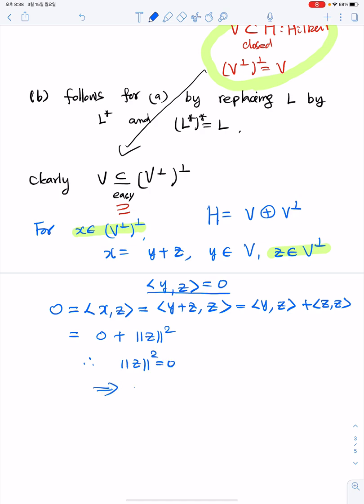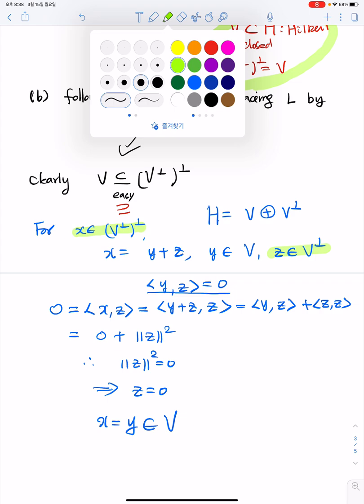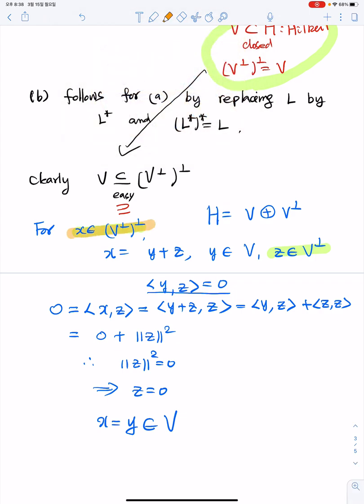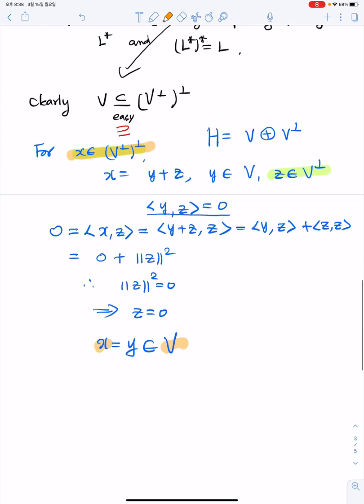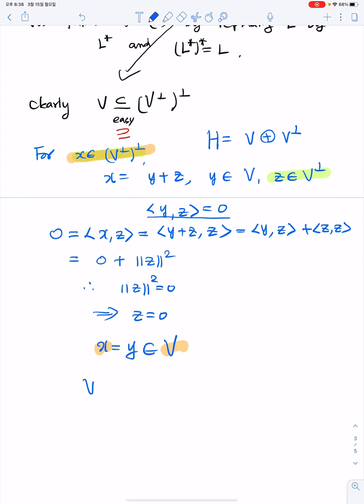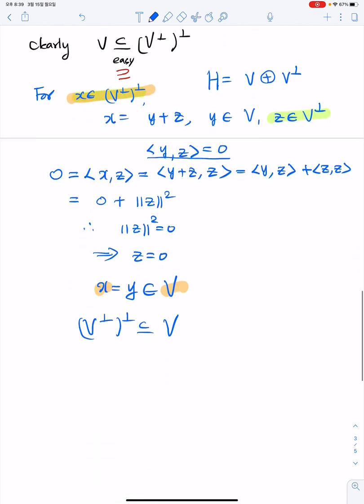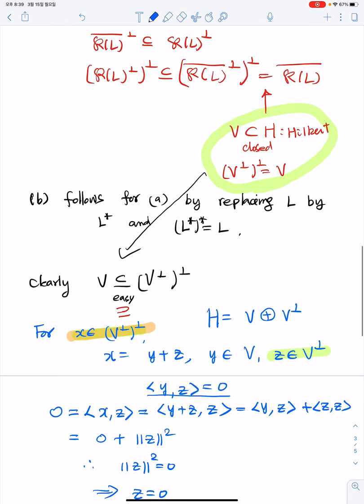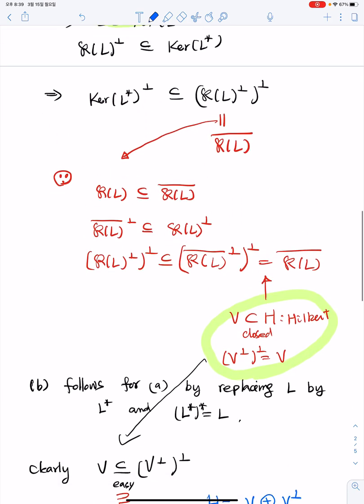That implies Z equals 0. So hence X equals Y, and Y is in V. So that implies that for any element X in V orthogonal to orthogonal, X belongs to V. So V orthogonal to orthogonal is in V. The other way is very easy to check. That's how you prove this statement.